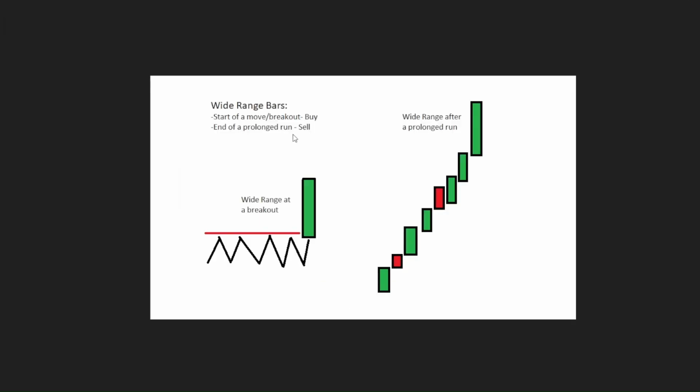All right, let's take a quick look at wide range. This is what we're looking for when we get a sideways consolidation pattern.